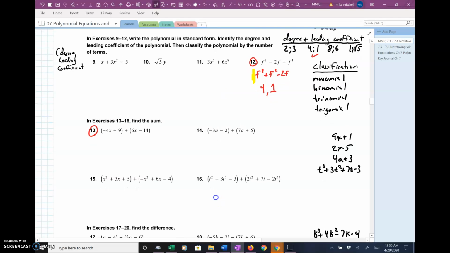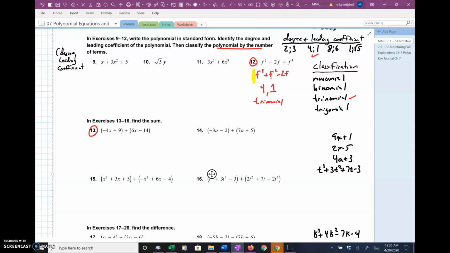13 and 16, find the sum. Ooh, I forgot to mention this one is a, let's go back, trinomial. I forgot the last part of my directions there. So I've got the trinomial right there because I got 1, 2, 3 terms there. The terms are separated by the plus and the minus. Just wanted to say that again, just so you can remember.